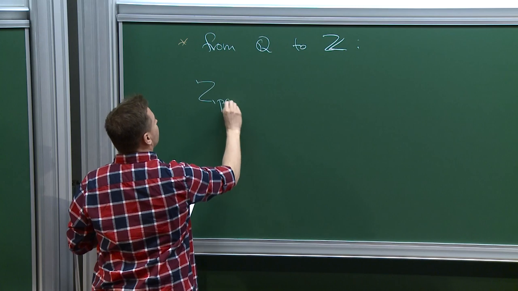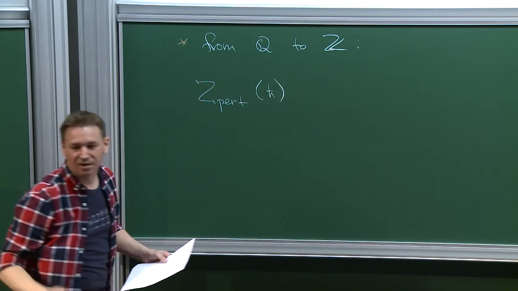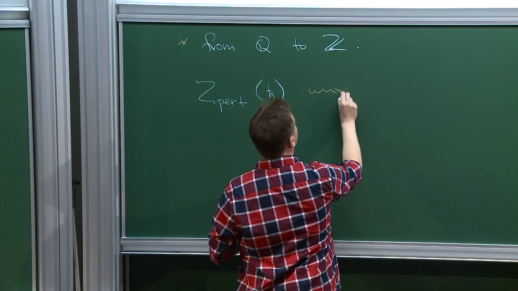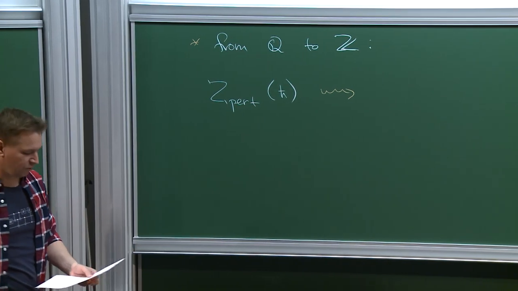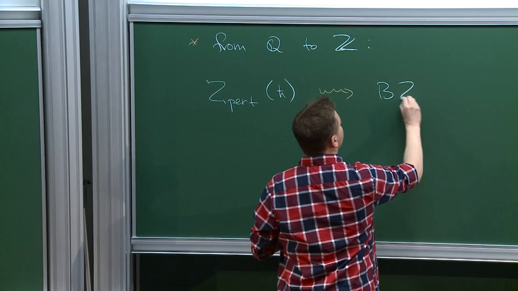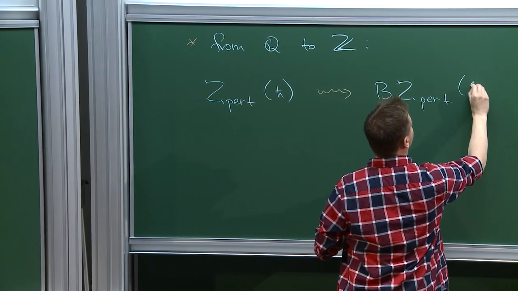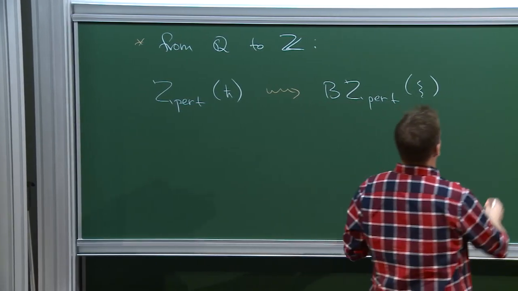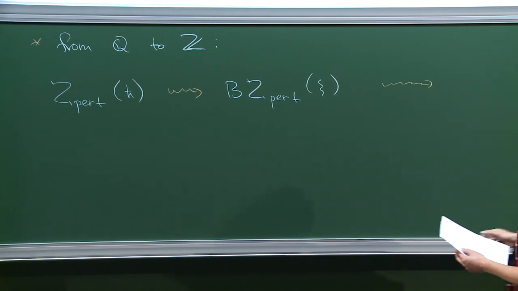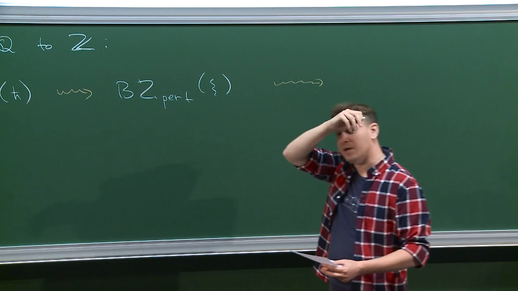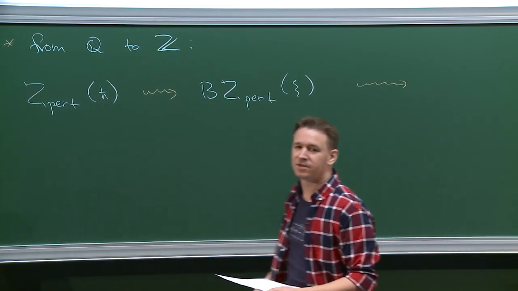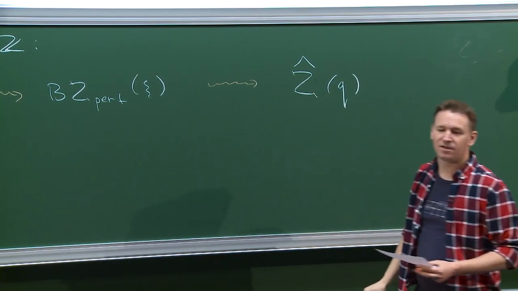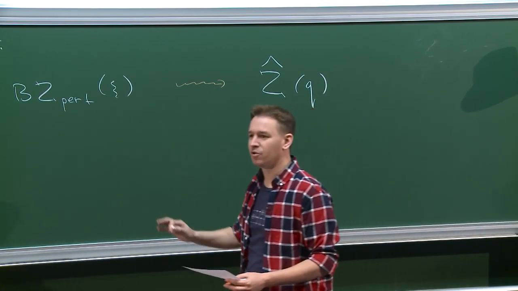The typical setup in which, as a user, I apply Resurgence is where we start with some perturbative series in a coupling constant that I'll call H bar. This is a formal power series with zero radius of convergence. We do a Borel transform, so that will be B Z perturbative as a function on a Borel plane, and that variable I'll call Xi. From there, another step is to do an inverse Borel transform to produce something with better analytic properties but the same asymptotics as the original series. And this gadget in this talk we'll call Z hat.